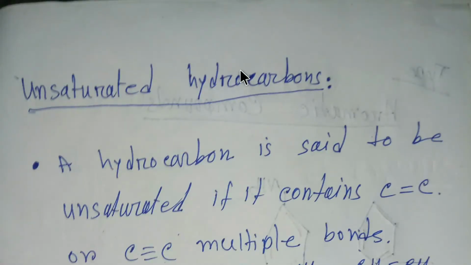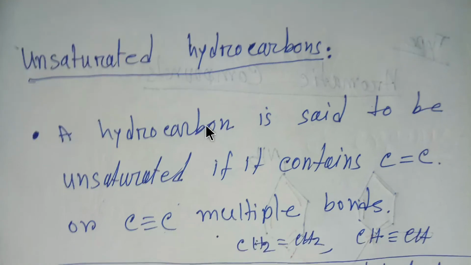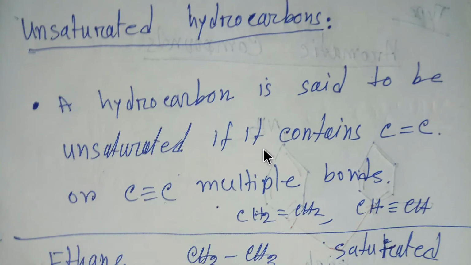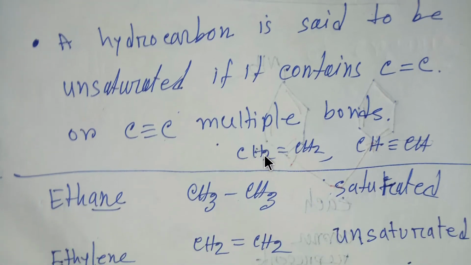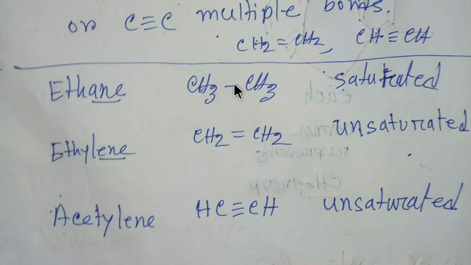Now we are going to learn what is an unsaturated hydrocarbon. A hydrocarbon is said to be unsaturated if it contains a carbon-carbon double bond or a carbon-carbon triple bond, right? Examples: this is ethene and this is ethyne. Here you observe that this compound has a double bond and this compound has a triple bond, right? So this is a single bonded compound, so this is saturated. This is a double bonded compound, so this is unsaturated. This is a triple bonded compound, so this is unsaturated.